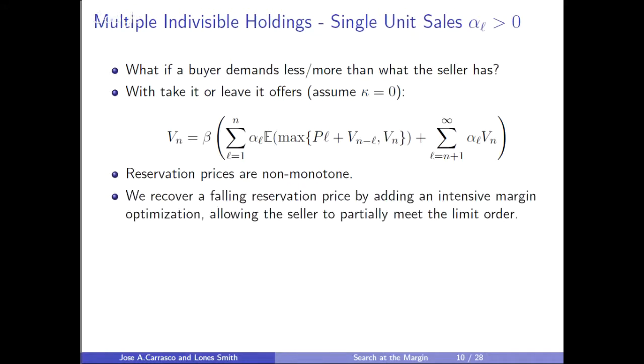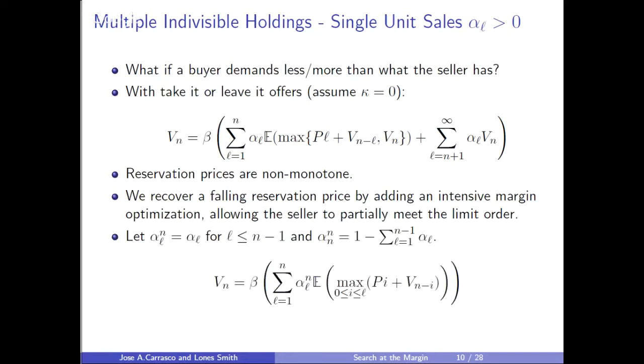But this is the good news: we recover that reservation price by adding an intensive margin optimization. Suppose every time I meet someone and he wants to buy 10 from me, I can choose any number between 0 and 10. So I can partially fill his demand. In that case, this is how the value function looks.